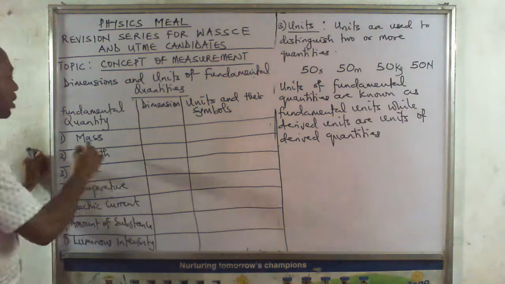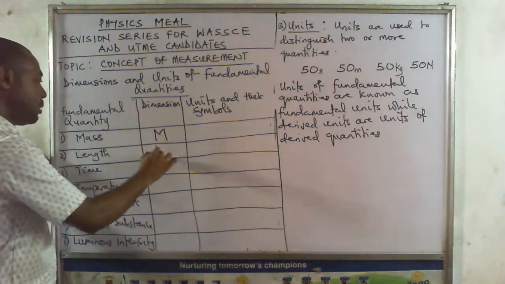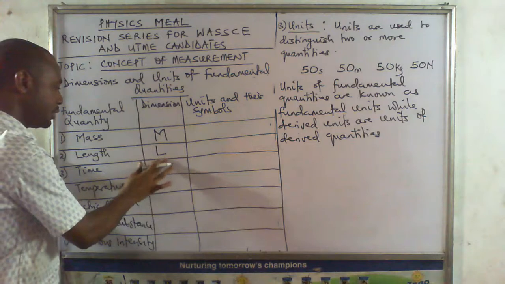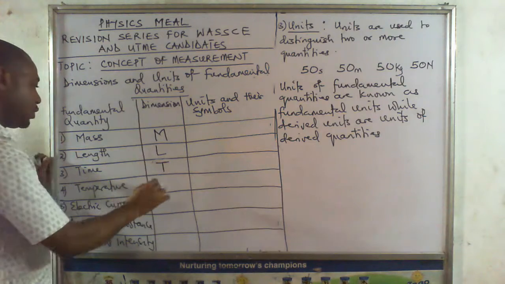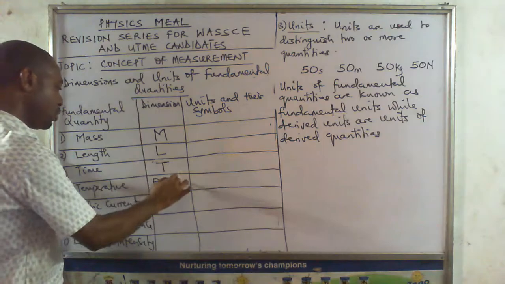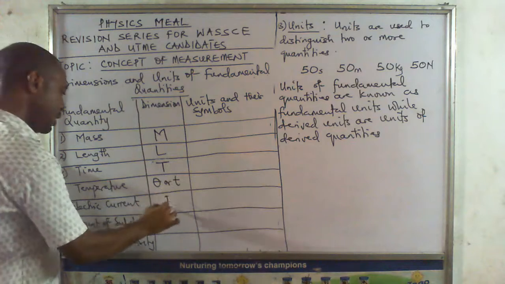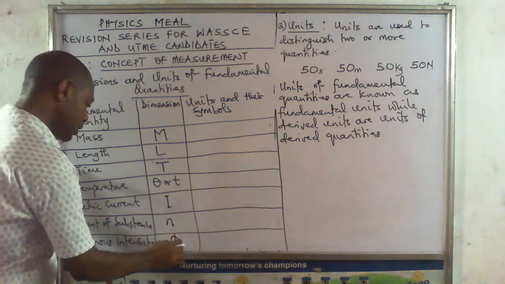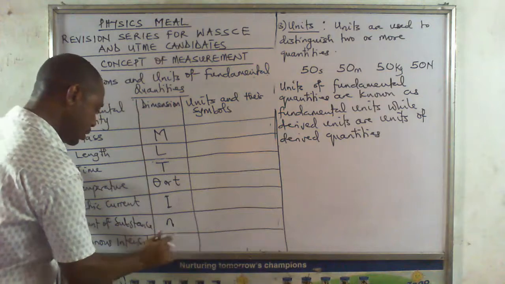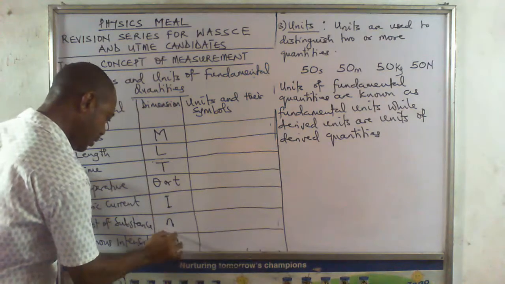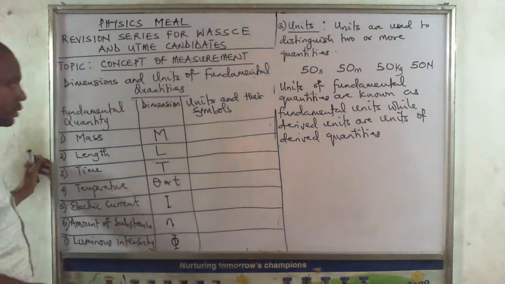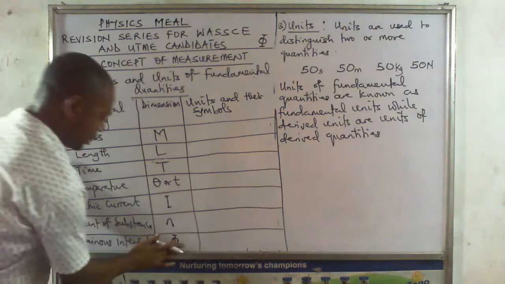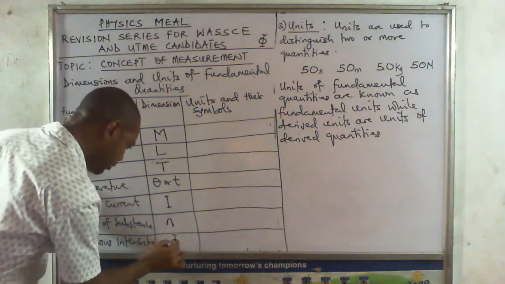Now, the dimension of mass is capital M, dimension of length is capital L, dimension of time is capital T, dimension of temperature we'll use theta or small t, electric current is I, amount of substance is N, and luminous intensity we use this Greek symbol for that, call it phi. That's the symbol I drew there. So let's draw it in such a way that it will be clear.